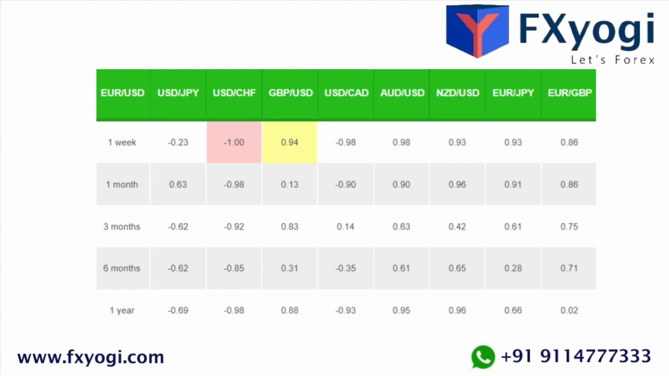Let's look at an example involving two highly correlated pairs within a 1 week period, the Euro USD and GBP USD pairs. Based on the table, with a correlation coefficient of 0.94, there is obviously a high correlation in this particular pair.